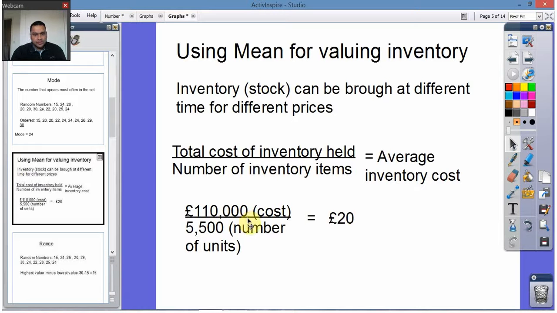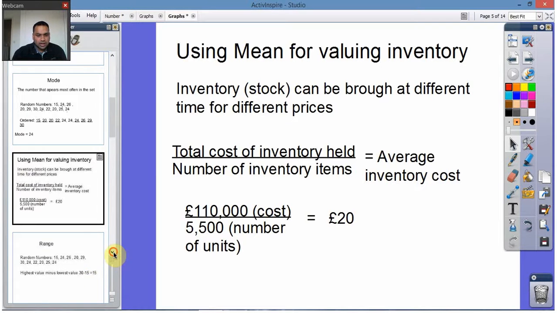So using the mean for calculating inventory. Inventory stock can be bought at different times at different prices. So to work out the average price, what we do, we work out the total cost of the inventory, and then we divide by the number of items. So then you get the average cost of the inventory. So say our inventory all cost £110,000 altogether, and then we had 5,500 units of stock, and then we have £20 per unit. So this is an example where averages can be used.